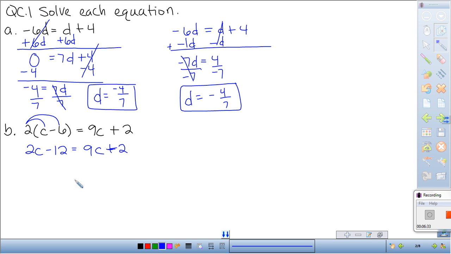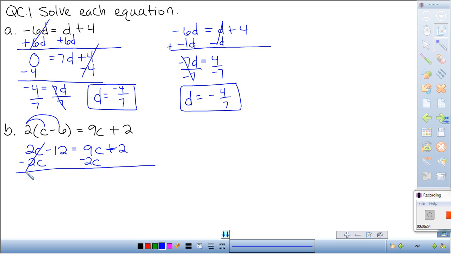Now this is like the last two problems we've done. So again, we need to get all of our variables on the same side. We can't combine like terms because we don't have any like terms on the left or any like terms on the right. So there are no like terms for us to combine. Instead, we've got to move. So I'm going to subtract the 2c since it's our smaller term. I'm going to subtract 2c from both sides.